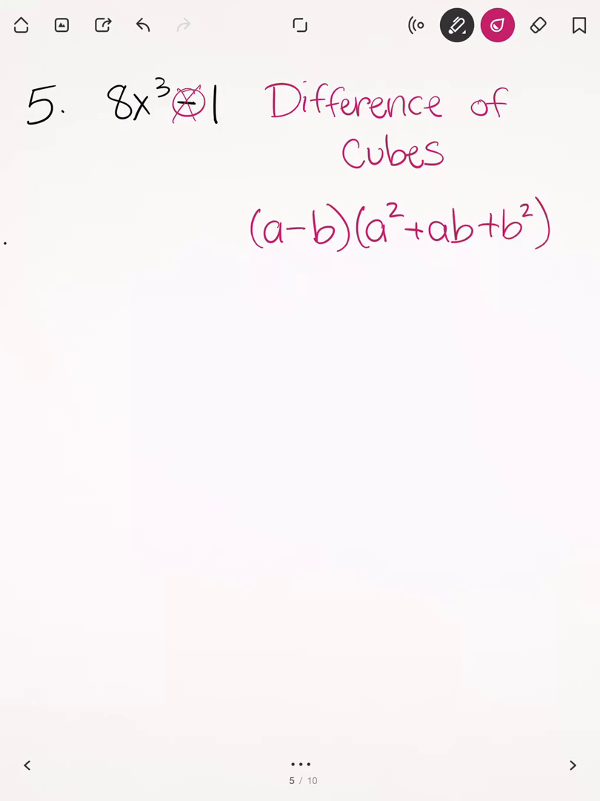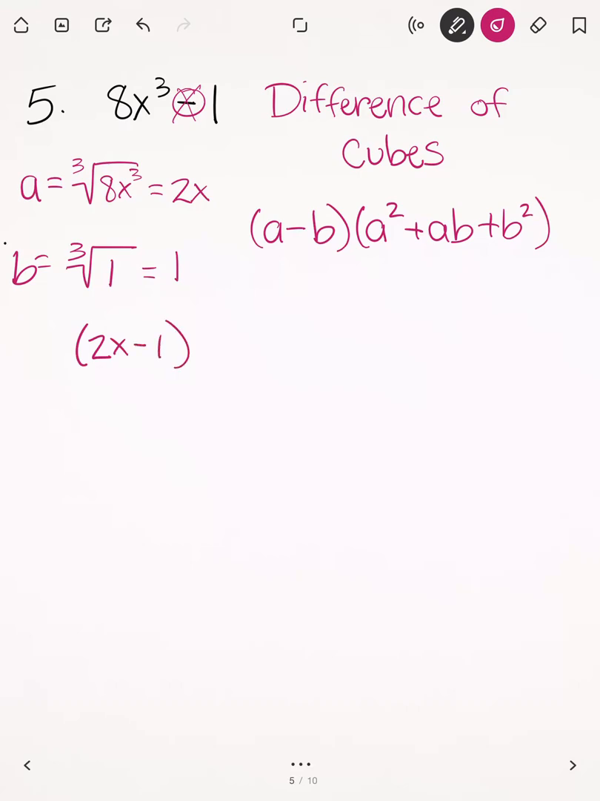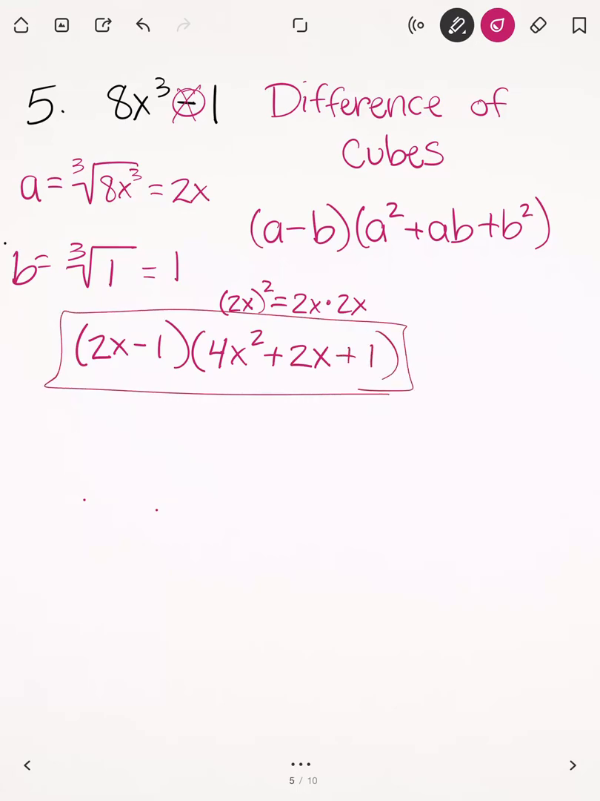I still need to identify a and b. I do it the same way I did a sum. I take the cube root of 8x cubed. That gives me 2x. I take the cube root of 1. Again, I am not worrying about that negative sign. I am taking care of it in my pattern. And that is 1, and I just plug everything in. So I have 2x minus 1, that's a minus b. I have a squared, which is 2x squared, the same thing as 2x times 2x. I get a positive 4x squared. I need to multiply a times b, so 2x times 1 is a positive 2x, and b squared, which is 1 squared, is just 1. And so this would be factored completely.